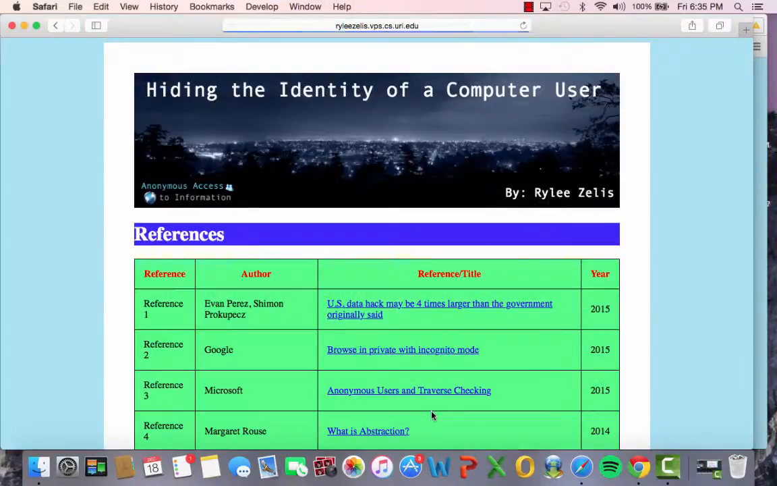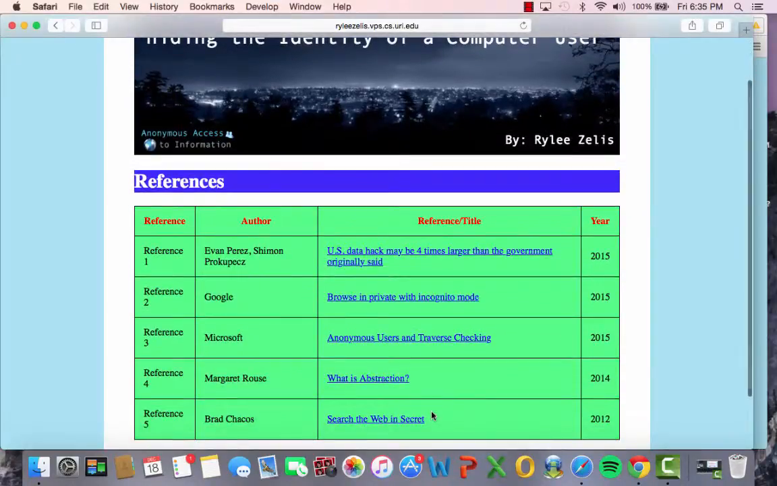So moving on to my last page. My last page is my reference page. Here I have 5 references. I was supposed to choose which one was the most beneficial for me, but I think all of them were equally beneficial. So I'm going to click on reference 3 to show you where I got this information.